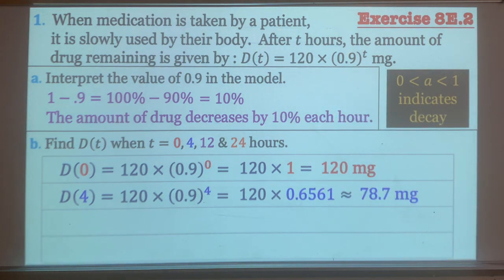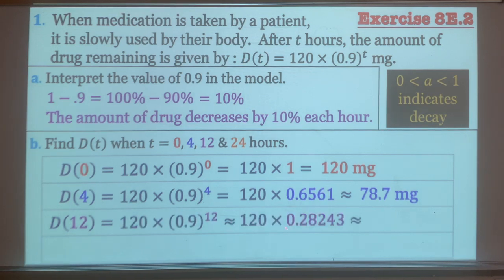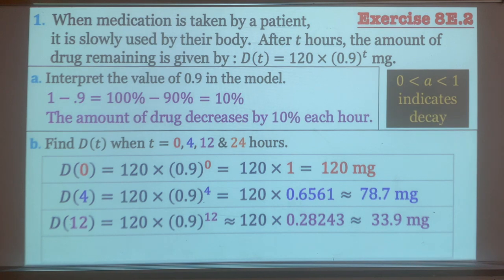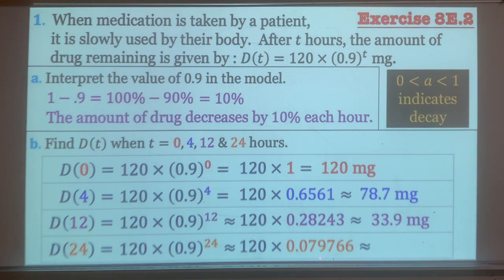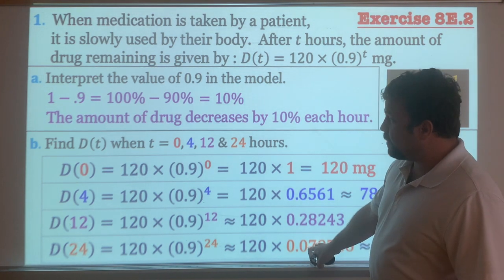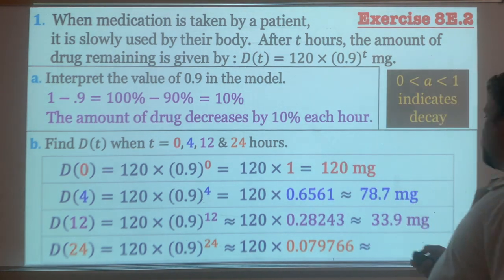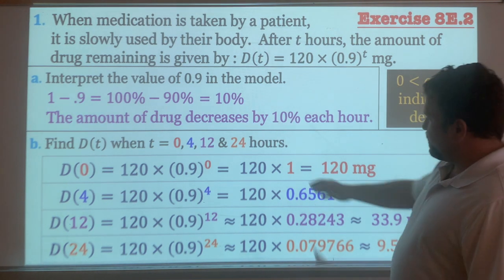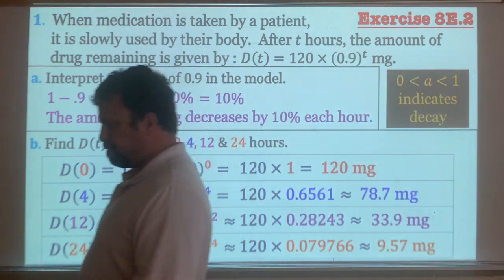That's why I did that. After 12 hours, 120 times 0.9 to the 12th power, that's approximately 120 times 0.28. Notice, after 12 hours, you're only about 28%. So you're at 33.9 milligrams. At 24 hours, 0.9 to the 24th power is approximately 120 times 0.079. So at 24 hours, you're only about 8% of your original amount that you were administered, which is 9.57 milligrams, okay? That's the only reason I did this, just so you could see how it's changing over time.